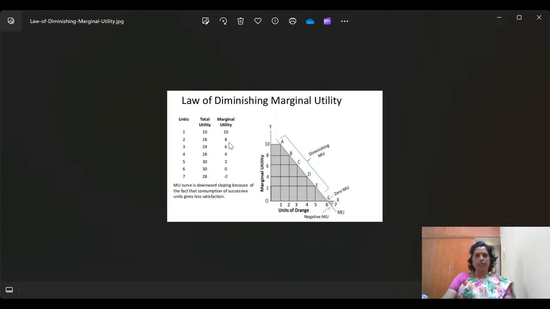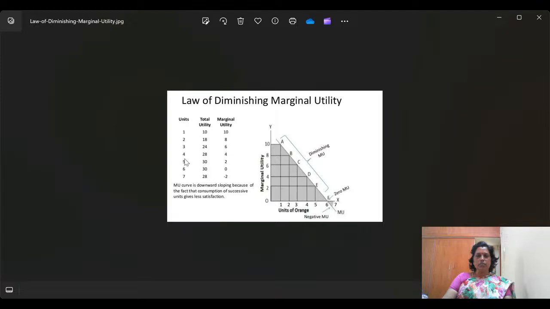But the marginal utility is only 8, because the difference between the first and second unit's total utility is called marginal utility. Again, the third one he consumed, 24 is the total utility, then the marginal utility is 6. Again, he consumed the fourth unit, his total utility will be 28 and the marginal utility is 4. So again and again, 5, 6, 7, he consumes the same fruit in a small amount of time. His total utility will increase, but the increasing level will decline. So the marginal utility will decrease.